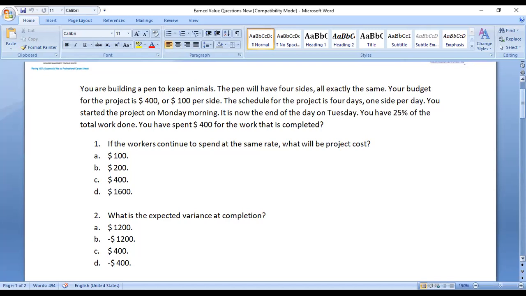How did we get the 1,600? Because on day one itself, they've spent the entire amount, $400. The project is 4 days, so we have to spend $400 per day. But on day one we completed only $400, and 3 days of work are pending. If we continue at that rate, 4 into 400, it will be 1,600.